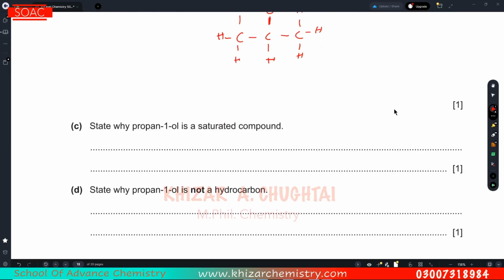State why propan-1-ol is a saturated compound. What are saturated compounds? Compounds having all carbon single bonds, because it is having all carbon single bonds. That's why it is said to be saturated.